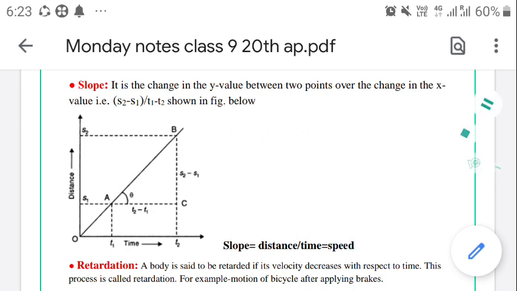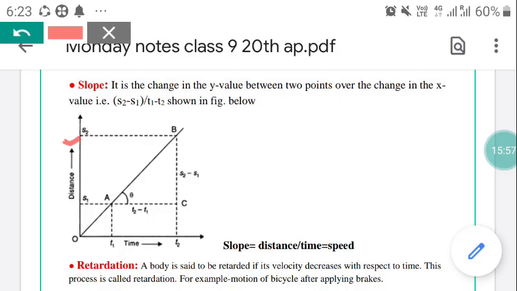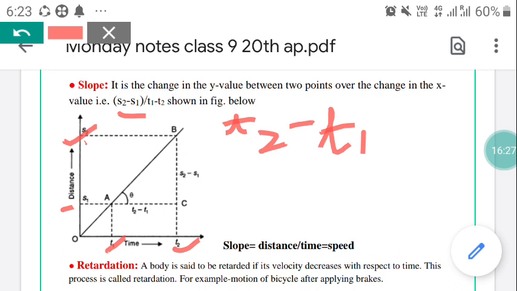On the y-axis, point B touches S2, and on the x-axis it touches T2. From point A, similarly, the value on the x-axis is T1 and on the y-axis is S1. So if you subtract these two, S2 minus S1 upon T2 minus T1. Class, correct it. It should be T2 minus T1. So do correct it. I will check it.